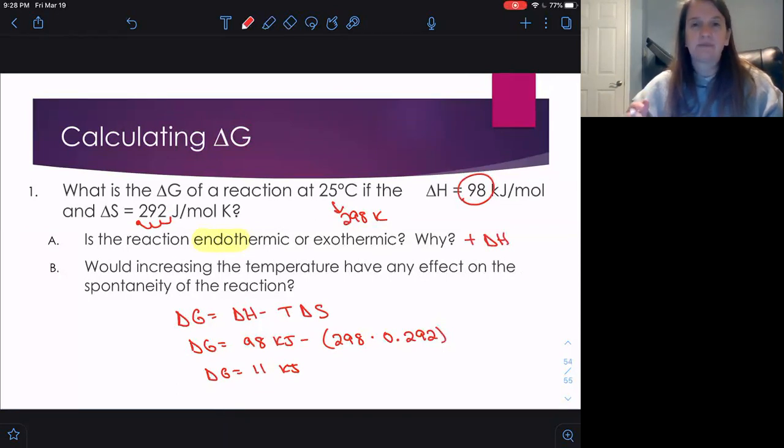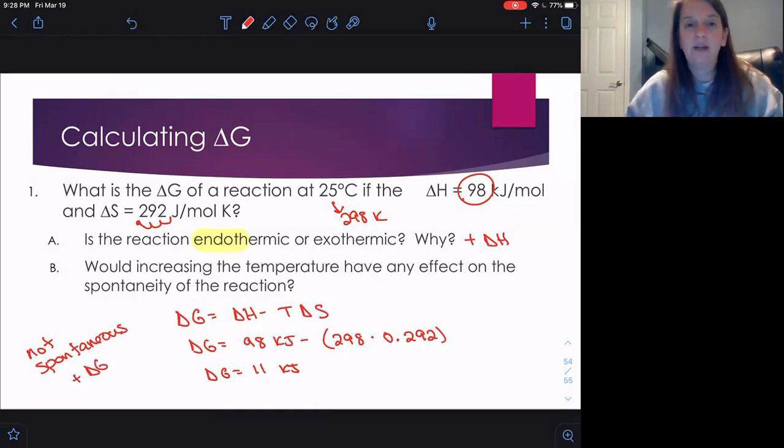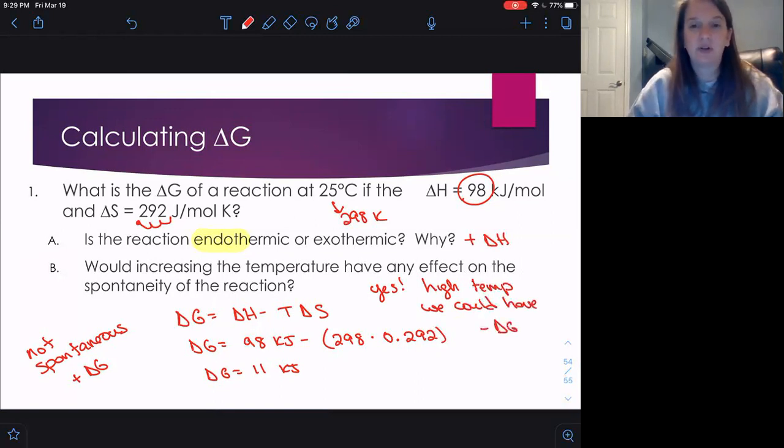This isn't one of the questions, but let me ask you this. Is this reaction spontaneous or non-spontaneous? The reaction is not spontaneous or not thermodynamically favorable because it has a positive delta G, okay? So would increasing the temperature have any effect on the spontaneity of the reaction? And the answer is yes, it would. Because if we have a high temperature, we could have a negative delta G. We'd have to have a high enough temperature to make that minus T delta S larger than the delta H.